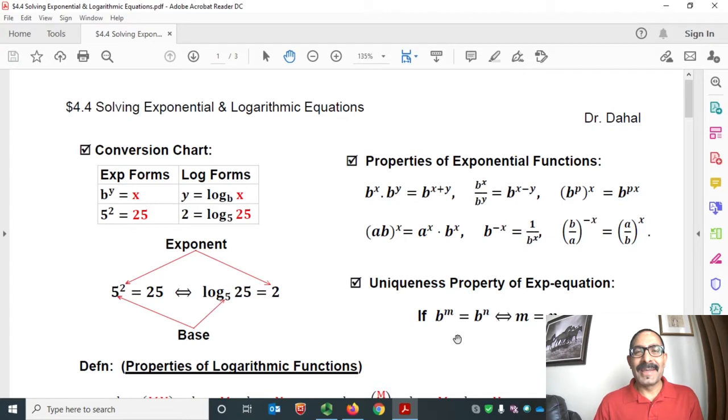In today's class I am going to cover solving exponential equations and logarithmic equations. So let me start the class right away.